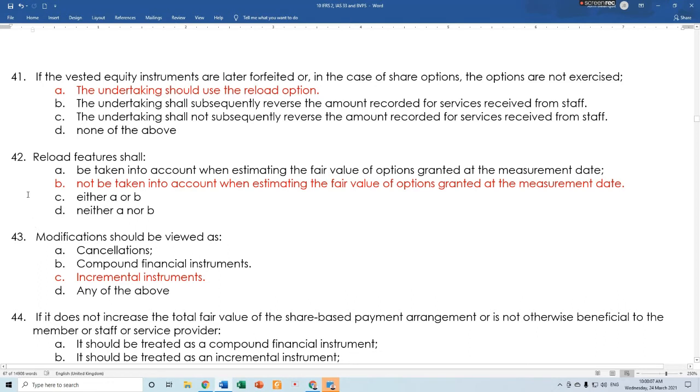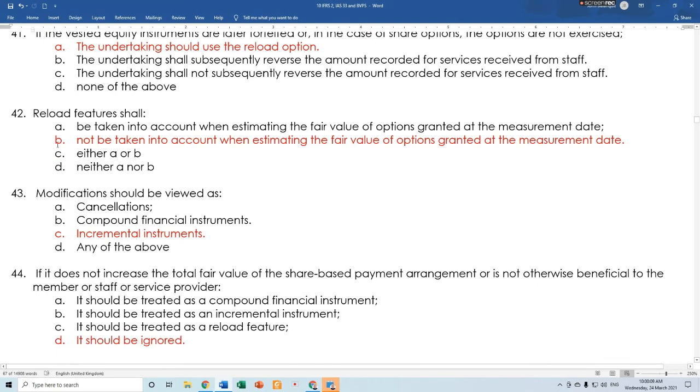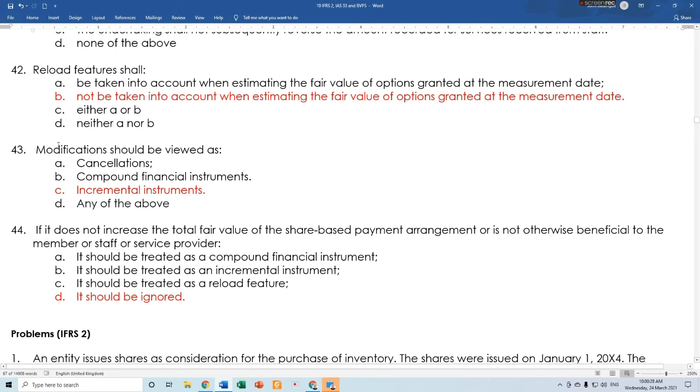42, okay? Reload feature shall, letter B, not be taken into account when estimating the fair value of the options granted at the measurement date. Because basically, reload features are not market-based. Okay? Ito, non-market yan eh. Okay? So, ang basis lang natin dapat yung market-based, di ba? So, letter B ang sagot dyan.